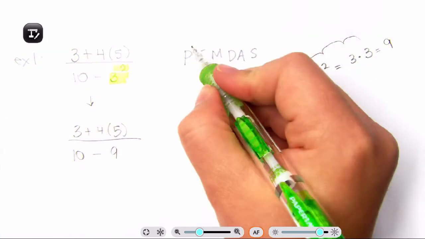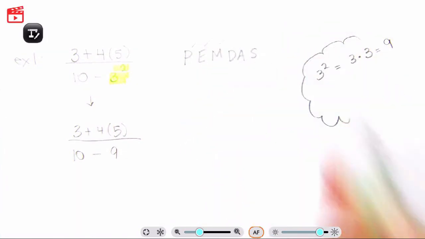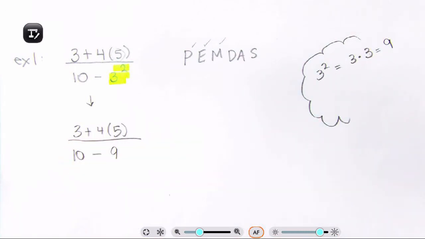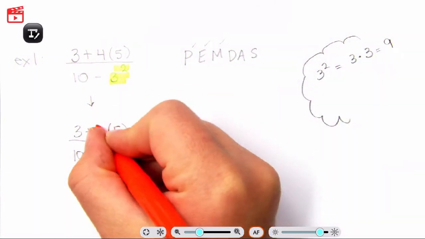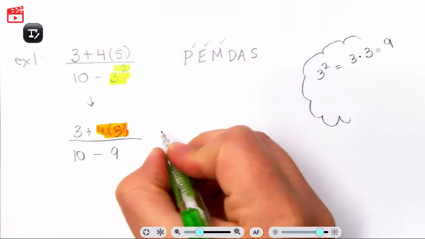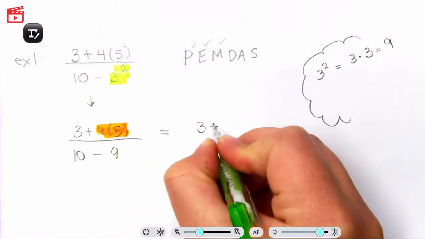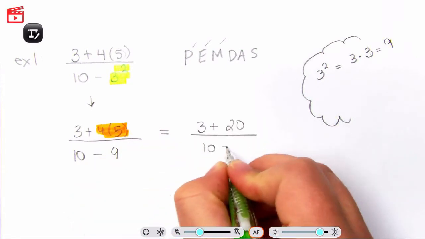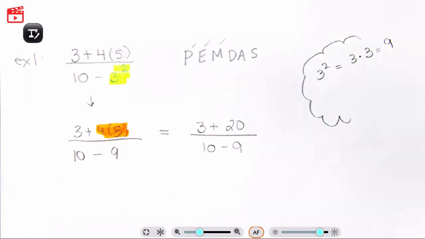Next up, so we dealt with parentheses, exponents. Next up is multiplication. Do I have any multiplication? I have 3 plus 4 times 5. So yes, in fact, I do have multiplication: 4 times 5. So in my next step, instead of writing 4 times 5, I'm going to write what 4 times 5 is. So I'm going to say 3 plus 20, divided by 10 minus 9.